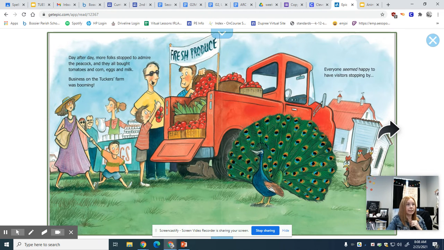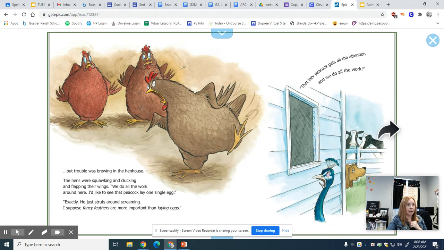See if we can learn anything else about our main characters. We see the hens back there. They don't necessarily look happy. We're not real sure what their emotion is yet, right? Now here we can look at the emotion of the hens. Do they look happy? No, they do not. They look kind of mad and upset, right? And remember, they were upset because they thought that they did all the work and the peacock got all the recognition.